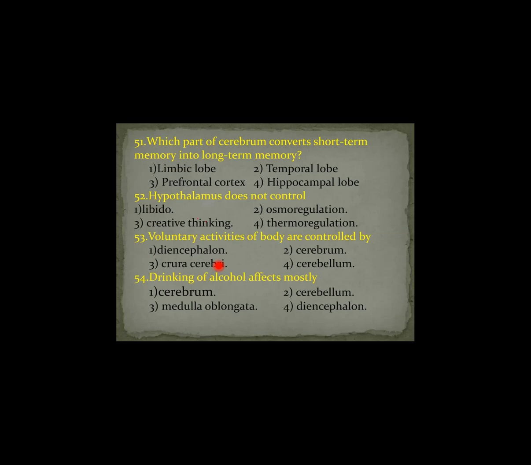Next, question number 54. Drinking of alcohol affects mostly the cerebellum. So in drunkards, due to the effect on the cerebellum, there is uncoordination of voluntary muscular activity. The walking style will differ. There is no controlled walking style because alcohol affects the cerebellum. You know, the cerebellum is the part that is responsible for body balance.